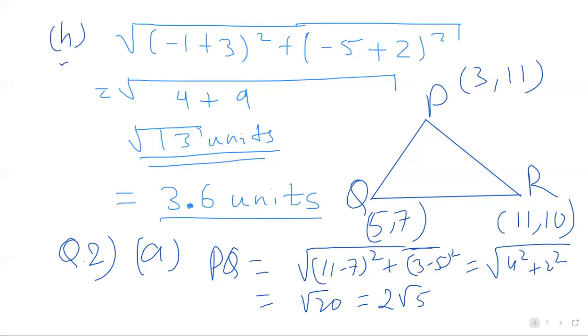And QR will be 10 minus 7 square plus 11 minus 5 square.